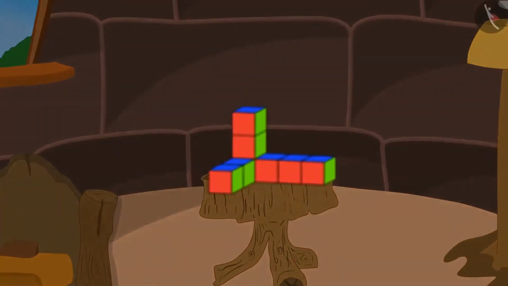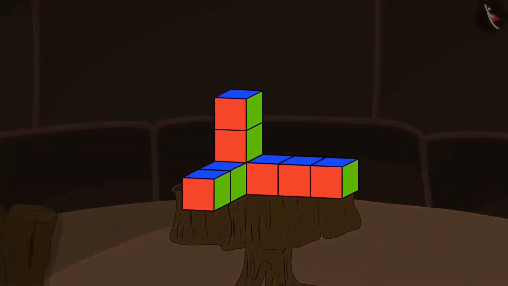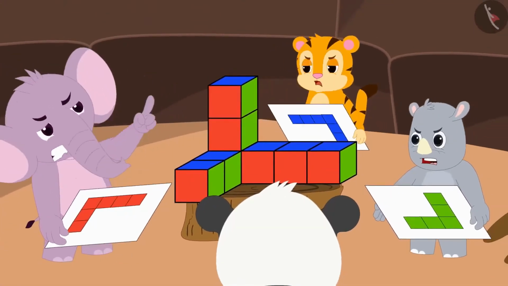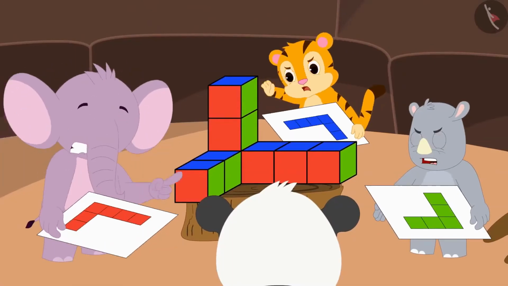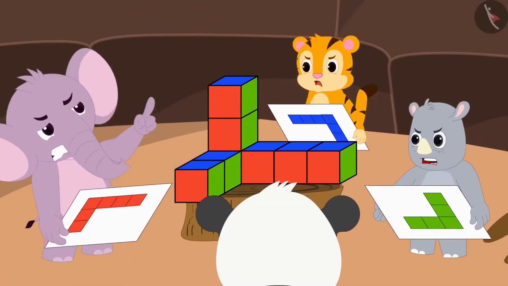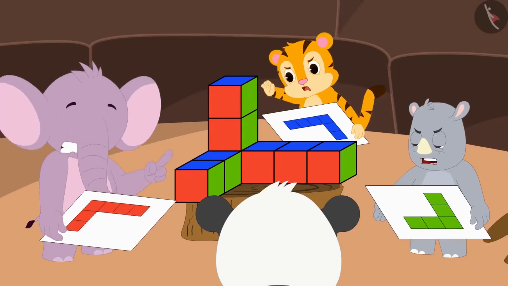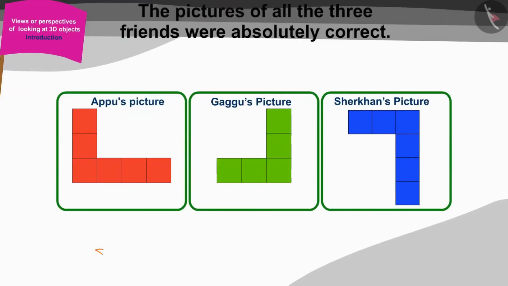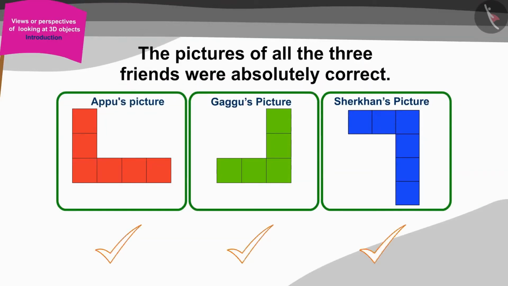Golu made such a shape out of the boxes. Now, the three friends started quarreling about whose picture best matches the shape made by Golu. What do you think is the correct answer? Yes, the pictures of all the three friends are absolutely correct.